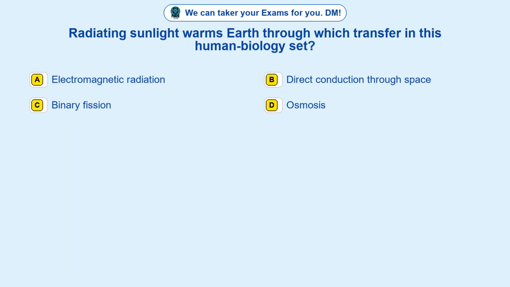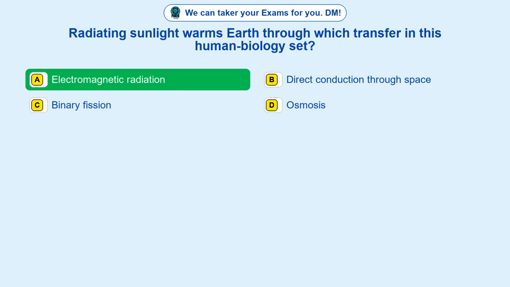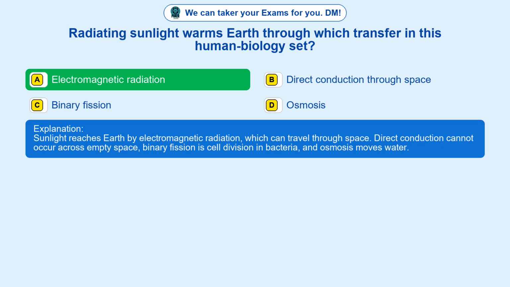Question 77. Radiating sunlight warms Earth through which transfer in this human biology set? Option A, electromagnetic radiation. Option B, direct conduction through space. Option C, binary fission. Option D, osmosis. The correct answer is option A, electromagnetic radiation. Sunlight reaches Earth by electromagnetic radiation, which can travel through space. Direct conduction cannot occur across empty space, binary fission is cell division in bacteria, and osmosis moves water.